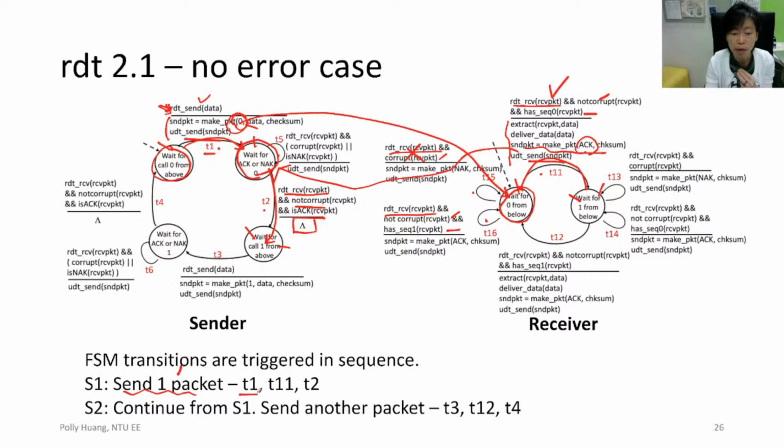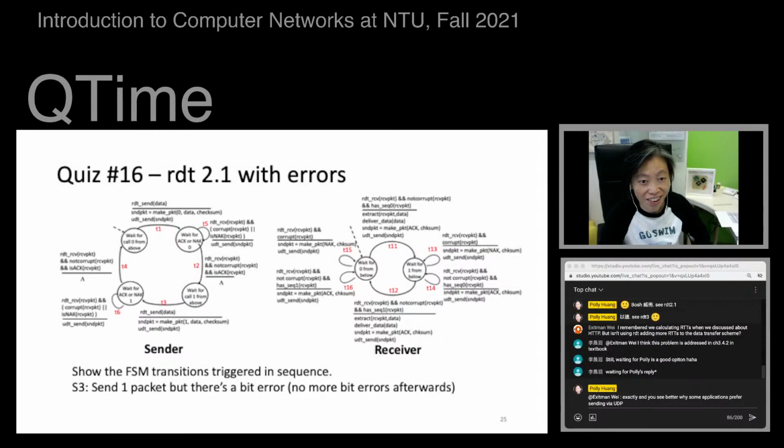First one is T1 at the sender side. Second is what? T11 at the receiver side. And the third being T2 at the sender side. All right, so that was a very simple example. So quiz 16 here is to try to exercise you for the past 30-40 minutes of stuff you heard about RDT 2.1.